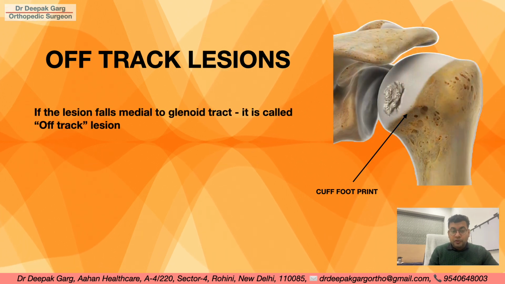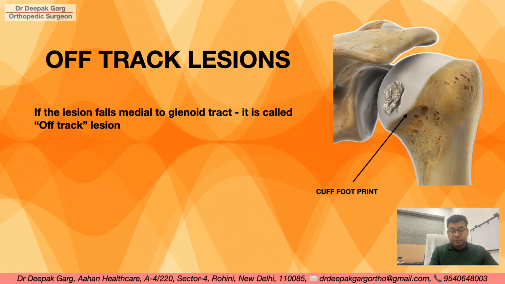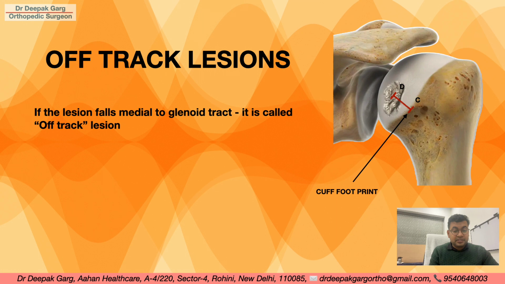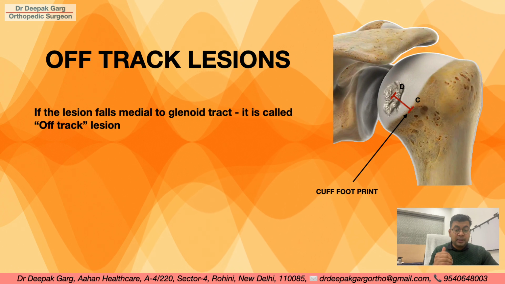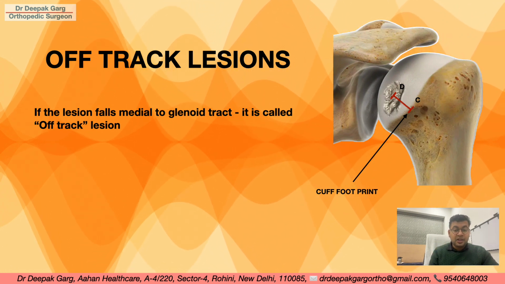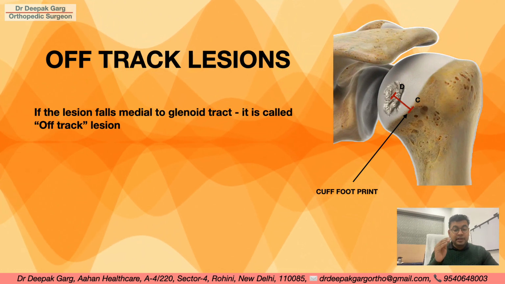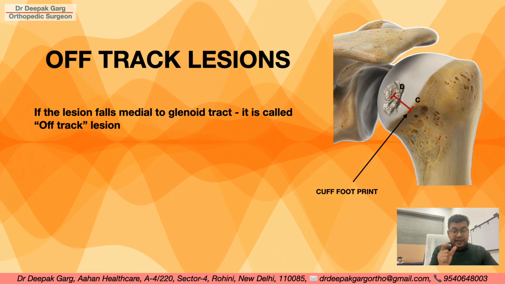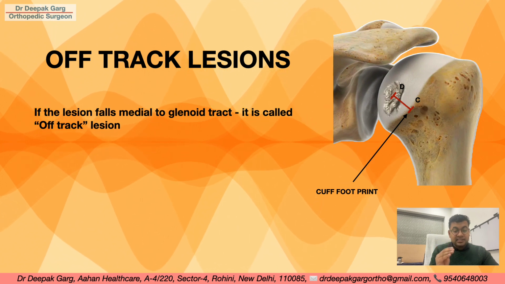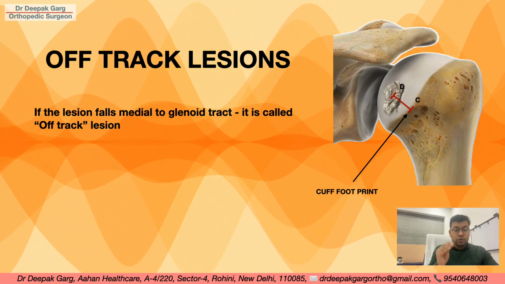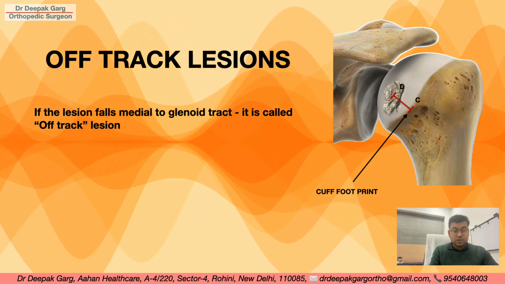If we talk about the off track lesions, if the 83% of the glenoid that we have calculated from the CT is on the lateral side of the lesion, that means the lesion is large or the lesion is on the medial side of this 83% of the tract. So when the extreme of movement happens, this lesion will not stay in contact with the glenoid tract. This lesion will go beyond the glenoid tract and hit the margin of the glenoid. So there are high chances of dislocation and this lesion is called an off track lesion.